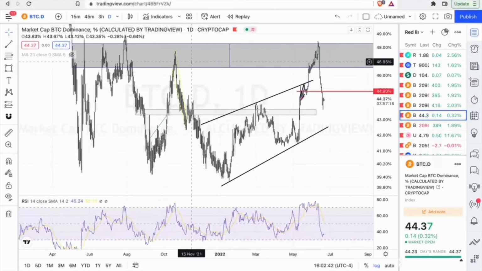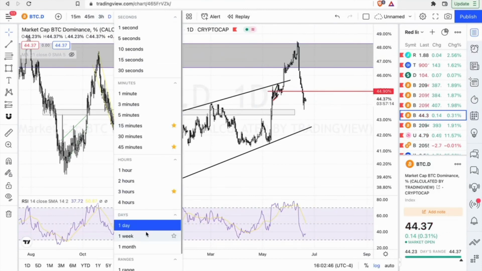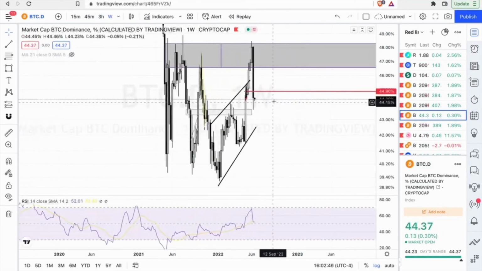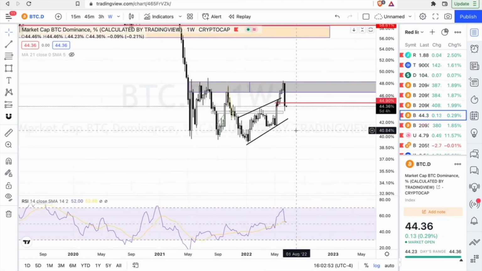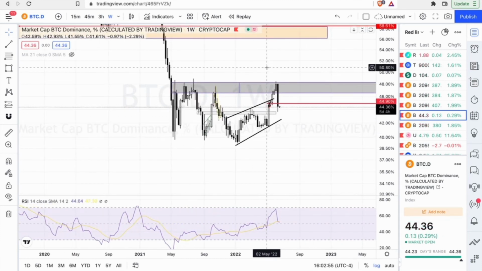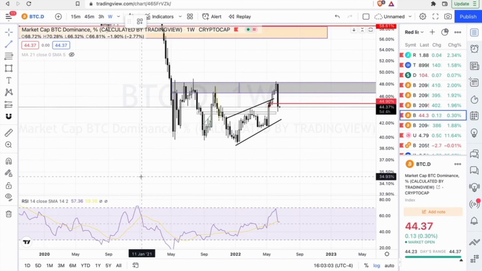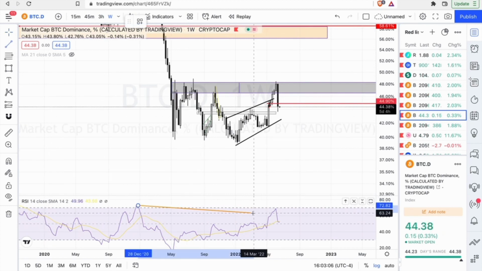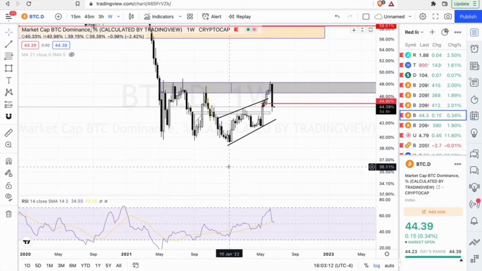Wow, right to the zone. I haven't looked at this in a while. Wow. So this is the reason. This is the reason, right? Nice little bearish divergence. Well, not from there, but this is weekly.